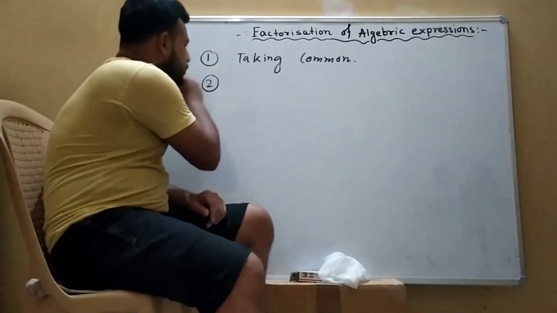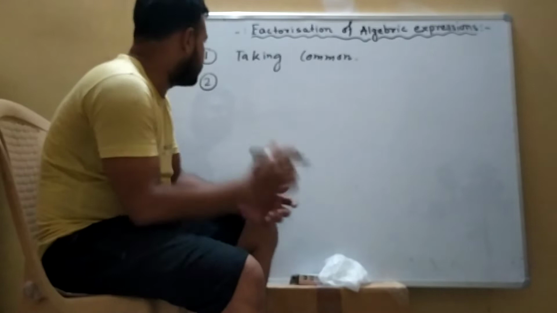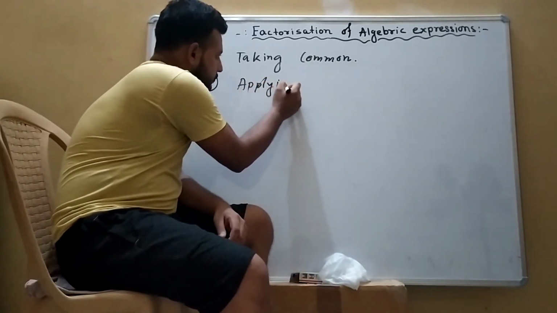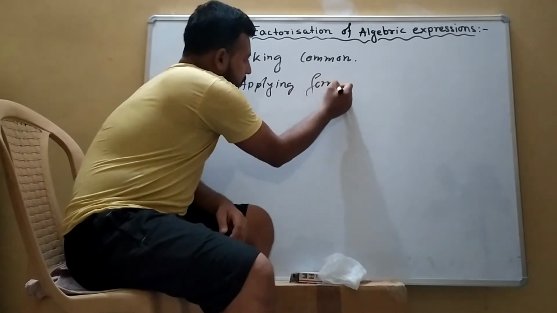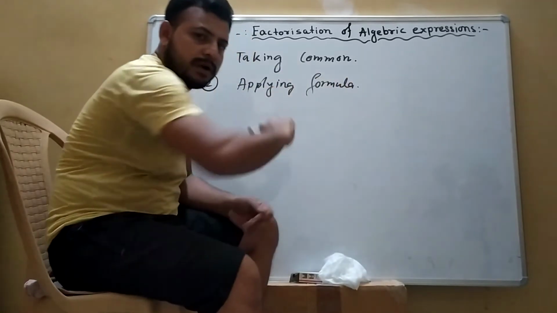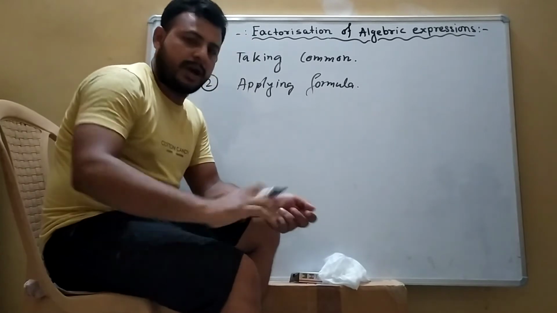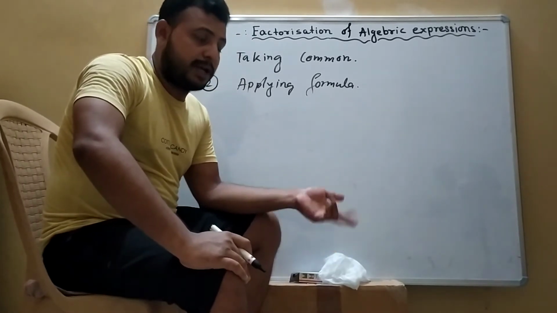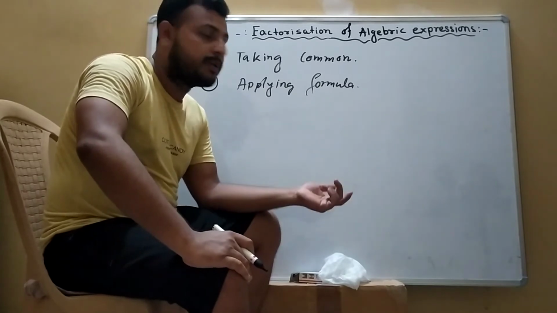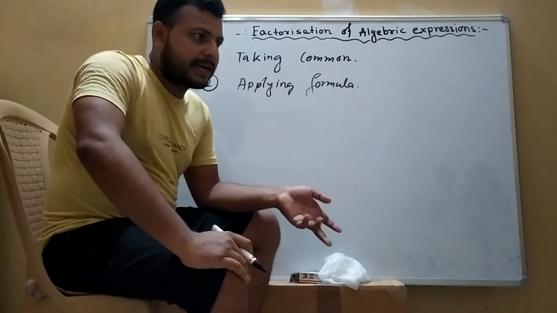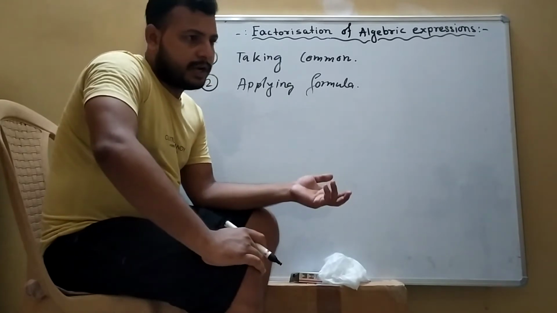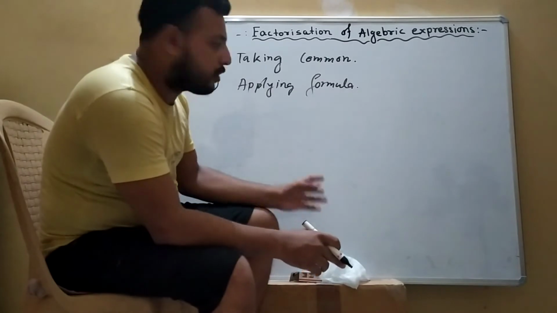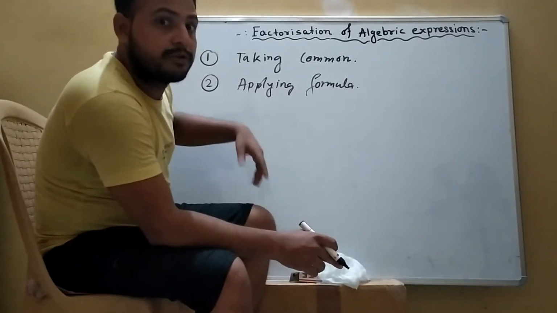Second, you will apply another thing, that is the formulas. Applying formulas. Algebraic formulas we have: a plus b whole square, a minus b whole square, a square minus b square, a square plus b square, a plus b whole cube, a minus b whole cube, a cube minus b cube. So these formulas you will apply. The factorization formulas are given in the book, and I will also give you later.